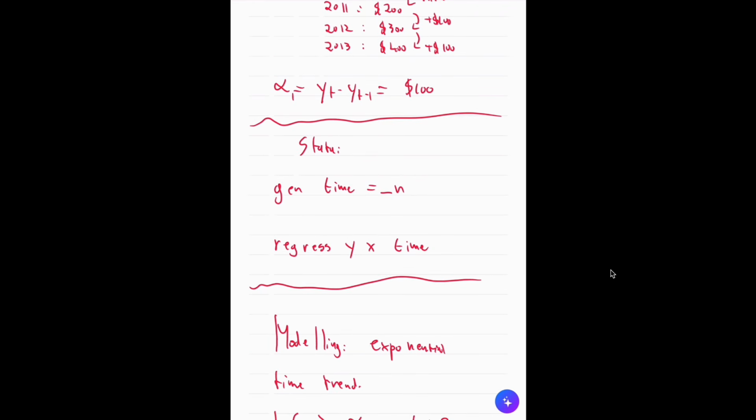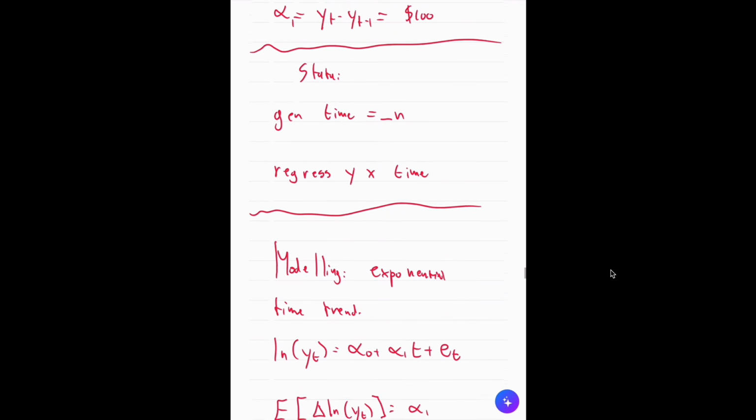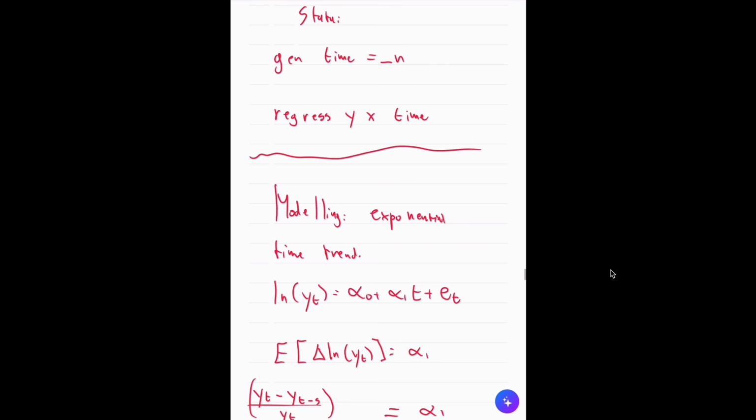So you say gen time equals underscore n, and then you use this notation, regress y x time, with a space in between each. So just quickly, that's how you do it in Stata.